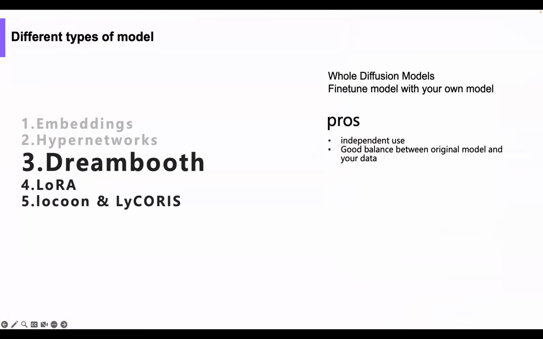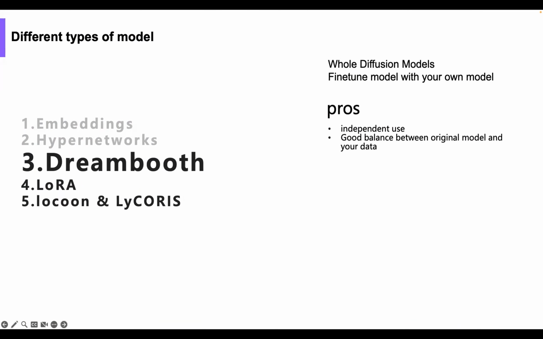And what does Dreambooth do? Dreambooth trains the whole diffusion model, fine-tuning the model with your own data. The pros of the Dreambooth model are that it can be used independently, and it gets a good balance between the original model and your data. But it also has some disadvantages. First, the model size is very huge, and you need a graphics card with very high VRAM. And because you cannot combine it with other models, it has less flexibility.